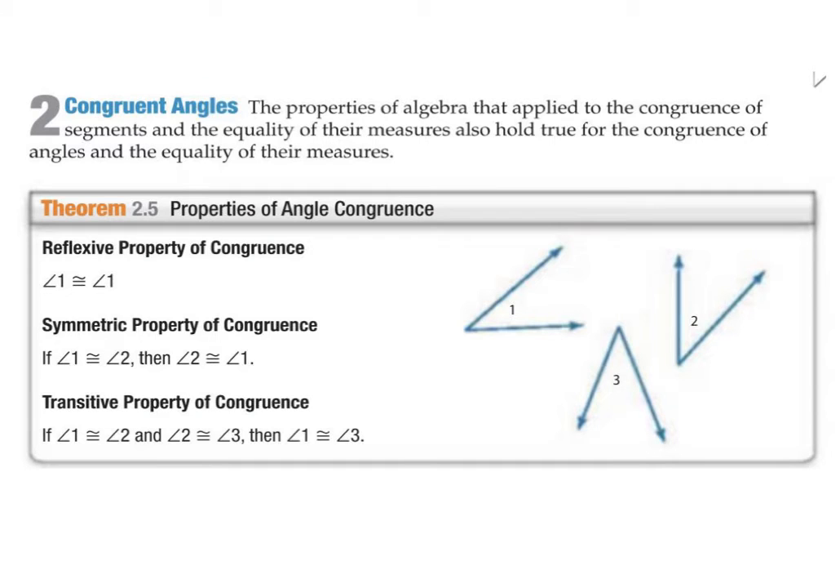Some properties that were true for algebra are also true for congruence. So whenever I have an angle congruent to another angle, I can use my reflexive, symmetric, and transitive properties of congruence, meaning I no longer need an equal sign. If it's a congruent symbol, I can still apply these properties.